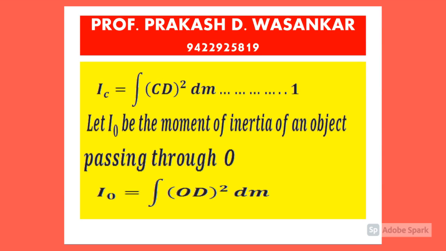Therefore, here we use the result I equals integration r square into dm, and here r is equal to CD. Therefore, IC is equal to integration CD square into dm. This is equation number one. Let IO be the moment of inertia of the object about the axis passing through the origin. Again, by using the definition, IO is equal to integration OD square into dm.